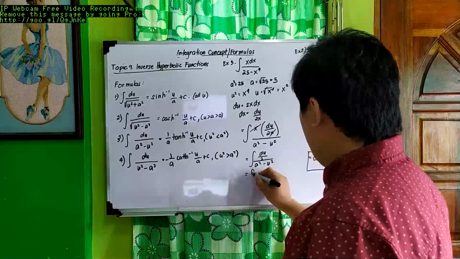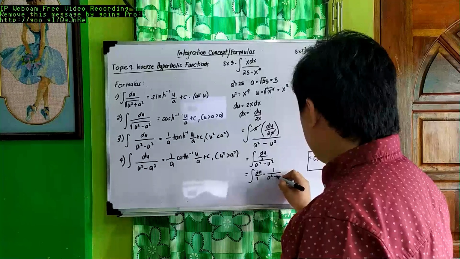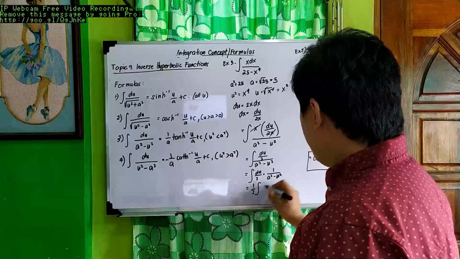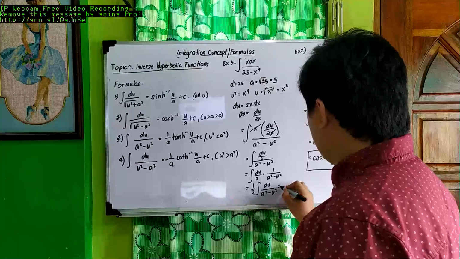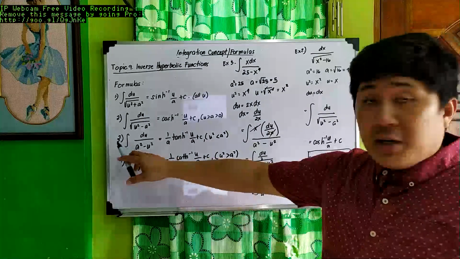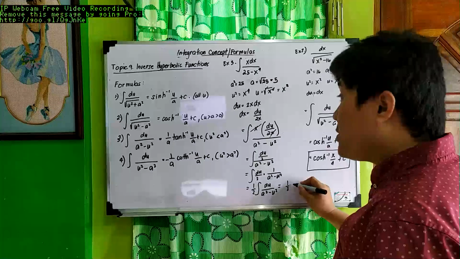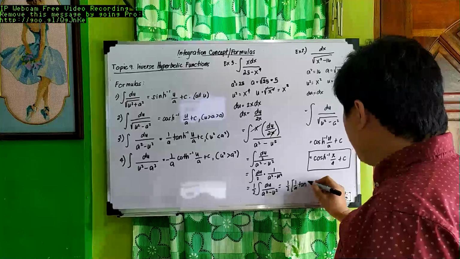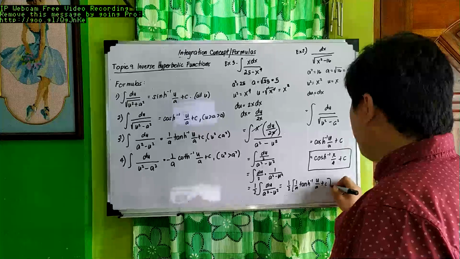Or that will be du over 2 multiplied by 1 over a squared minus u squared. Remove the constant value outside the integral sign. You have 1/2 integral of du over a squared minus u squared. So we know this formula is identity number 3. So therefore, we have 1/2 times 1 over a arc tangent hyperbolic of u over a plus c.